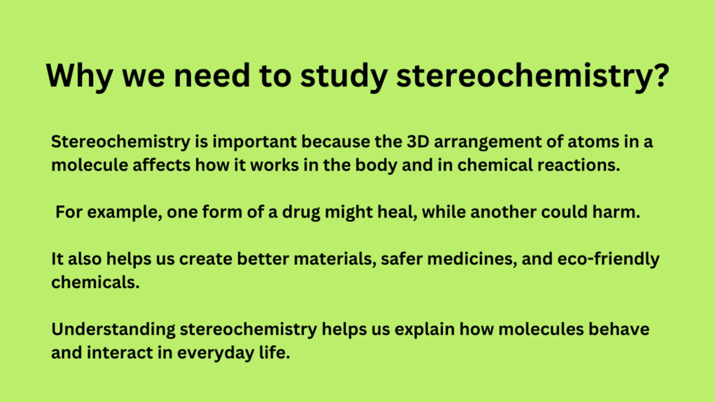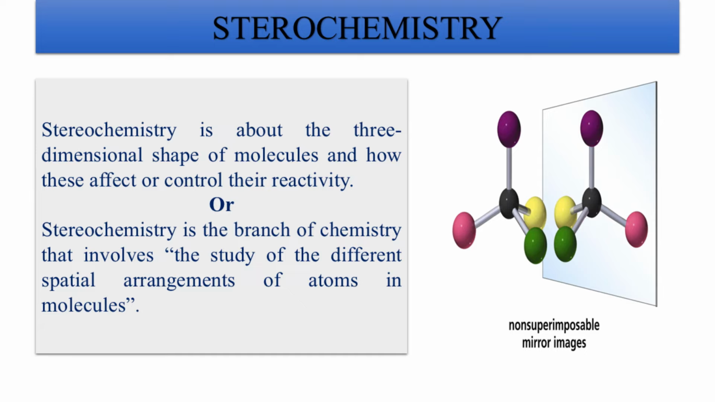Stereochemistry is important because the 3D arrangement of atoms in a molecule affects how it works in the body and in chemical reactions. For example, one form of a drug might heal, while another could harm. It also helps us create better materials, safer medicines, and eco-friendly chemicals. Understanding stereochemistry helps us explain how molecules behave and interact in everyday life.